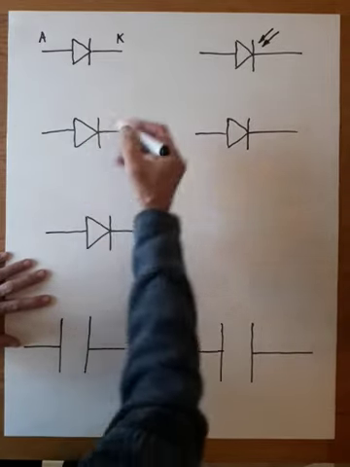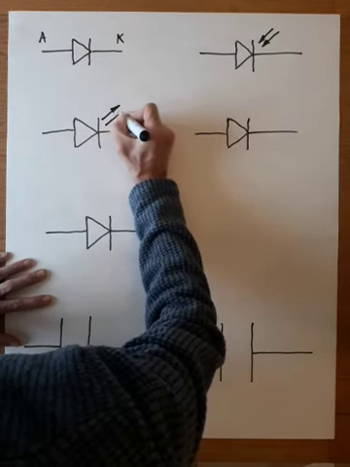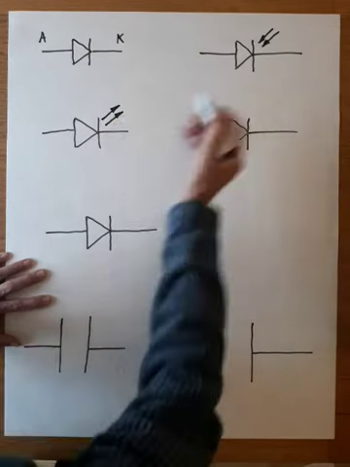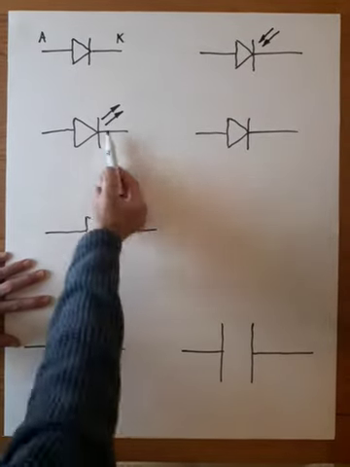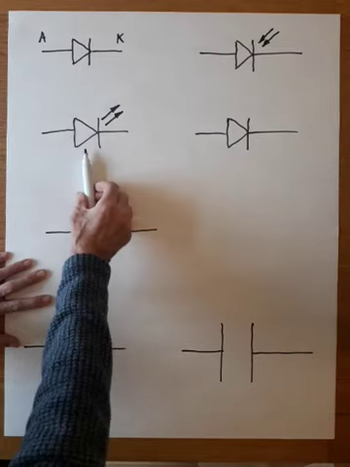This diode you'll probably be familiar with. This is giving light out in the other direction. So that needs light coming in to make it work. This is light going out. So this is a light emitting diode, LED.